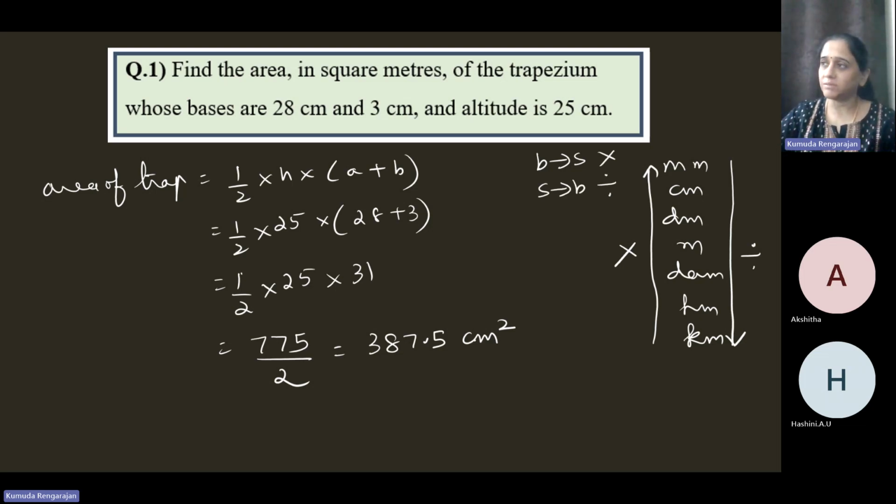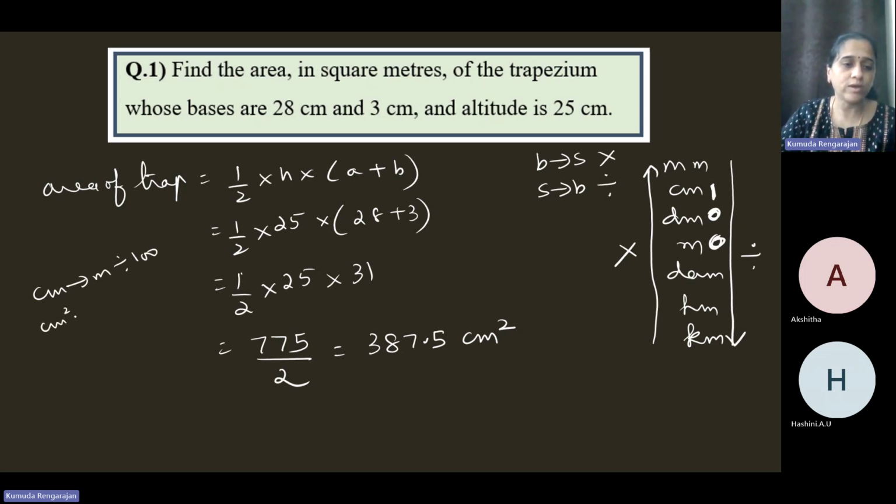Now you'll have to convert centimeter square to meter square. Centimeter is here, meter is here, so the number is 100. From centimeter to meter, I put 1 and keep adding zeros. Centimeter to meter is small unit to a big unit, so we have to divide by 100. When converting centimeter square to meter square, you do the same thing 2 times, so 2 zeros. So divide by 10,000.